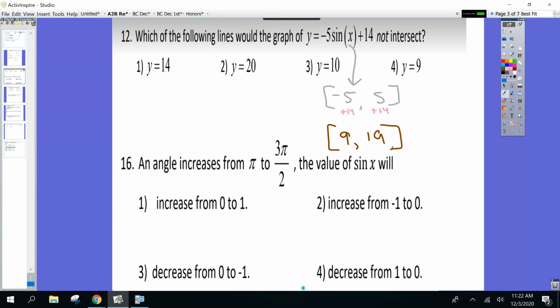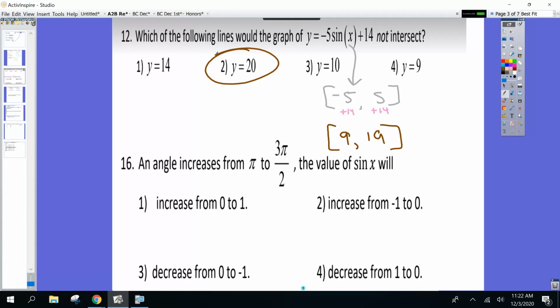So Caroline, as you look at the choices here, remember the graph's only going from 9 to 19. Which one will never hit it then? Choice 2, 20, right? Because it'll be above that curve. All right, it'll be above it. Everyone else, questions?